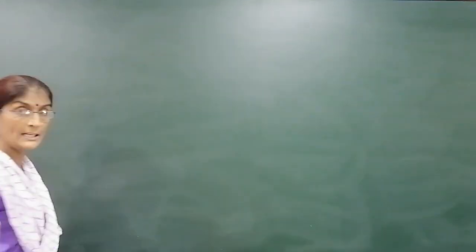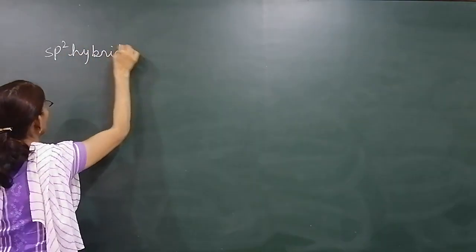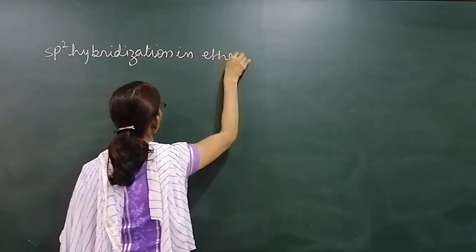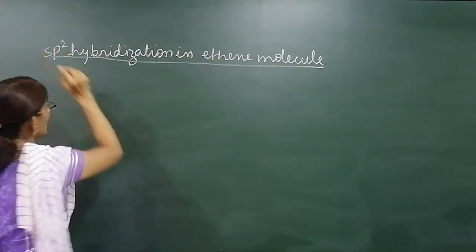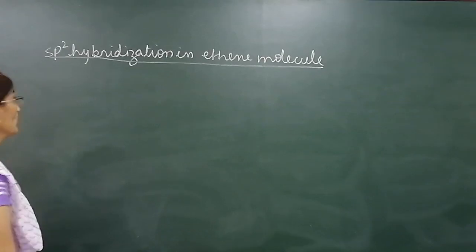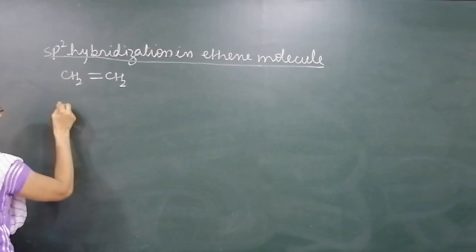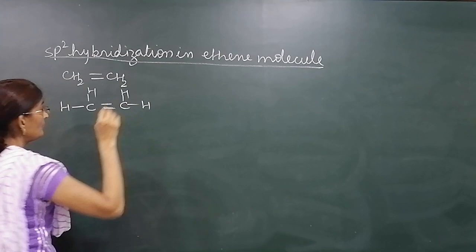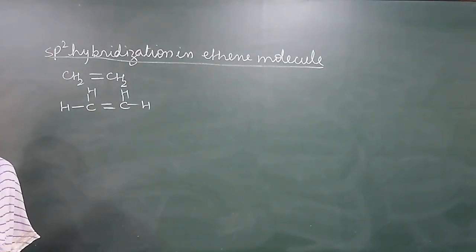Ethene, that means alkene, carbon-carbon double bond. sp2 hybridization in ethene molecule. Ethene is CH2 double bond CH2. This is ethene. And if we draw, it would be like this. This is the structural formula of ethene molecule.